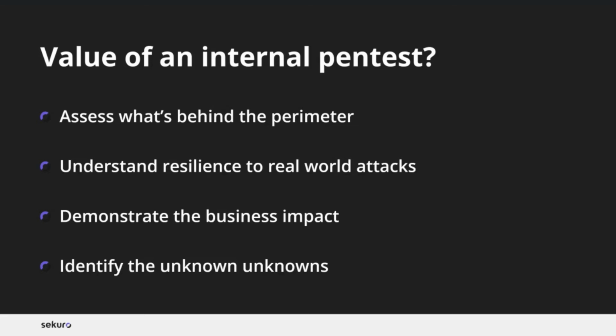Also, if you're looking to understand your exposure to a new tactic, technique, or procedure, for instance, a semi-recent vulnerability would be Log4j. If you had any exposure internally to Log4j, for example, an internal pen test can help you there as well. So basically, an internal pen test can help you identify, prioritize, and ultimately remediate those unknown unknowns that may be present within your environment.